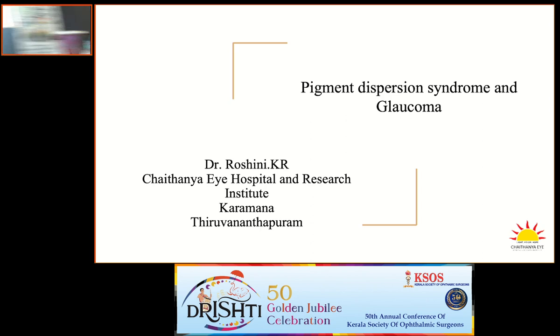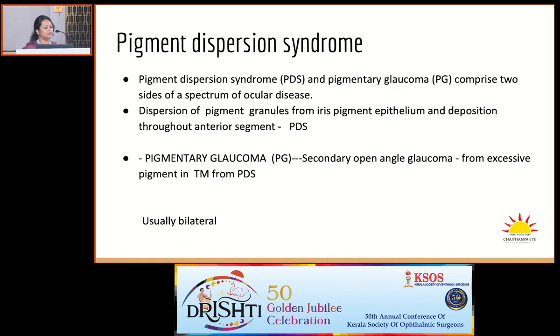Thank you, ma'am. So, pigment dispersion syndrome and pigmentary glaucoma comprise two sides of a spectrum of ocular disease. Dispersion of pigment granules from the iris pigment epithelium and deposition throughout the anterior segment is pigment dispersion syndrome. And pigmentary glaucoma is a secondary open-angle glaucoma from excessive pigment in the trabecular meshwork from PDS. The condition is usually bilateral.